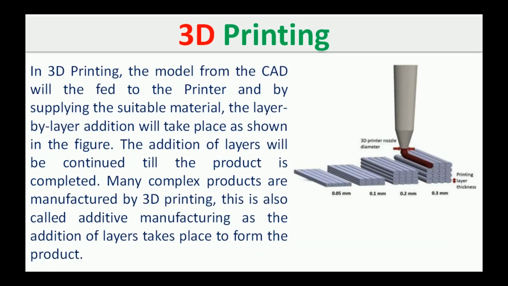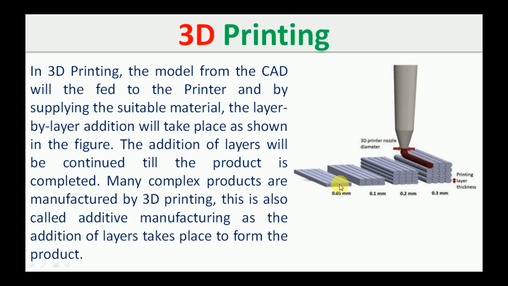Then later how it happens, we can see here. Layer by layer addition: in 3D printing, the model from the CAD is fed to the printer, and by supplying the suitable material that the particular component requires, the layer by layer addition takes place as shown in the figure. Here the layer by layer addition is taking place.